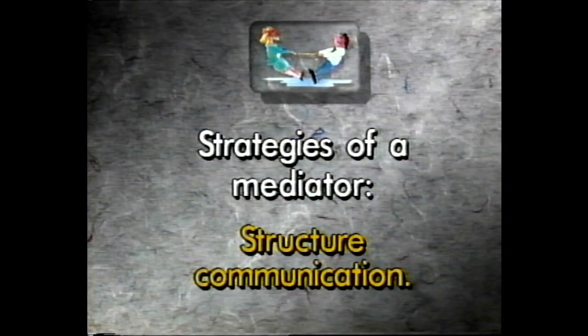Now, here are the things that you need to do. There are 3 strategies that you need to employ as a mediator. First of all, structure the communication. That means set up the ground rules for discussion. When hostility among the 2 fighting parties is low, you can put them in the same room and you let them talk. All you do is facilitate. Make sure that the conflict doesn't escalate.